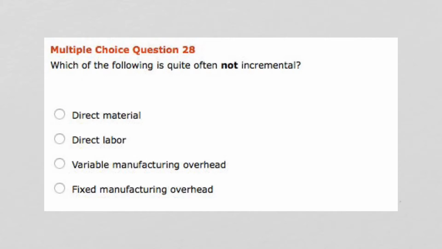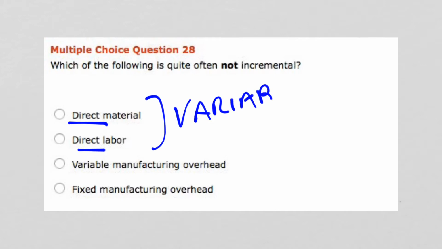Let's go to the next question. All right, so this is multiple choice question 28, which of the following is not quite often incremental, and the answer here is based on, again, prior chapters. Well, this is an incremental cost, goes up or down based on production. Same thing here. These direct costs are those costs based on actual production, so they're variable. That's the key with those. They're variable. Those are always incremental, variable costs. So here's the word, and so it obviously is that, and this leaves this as the only answer.